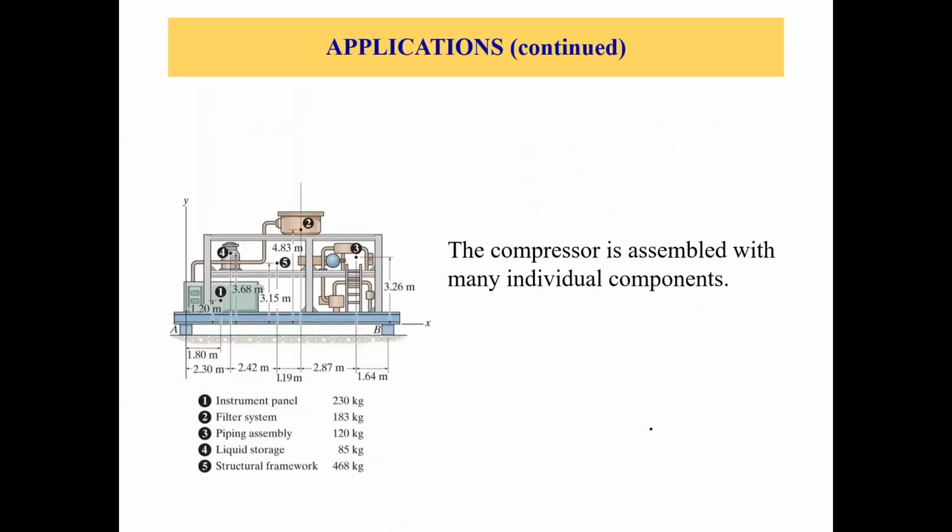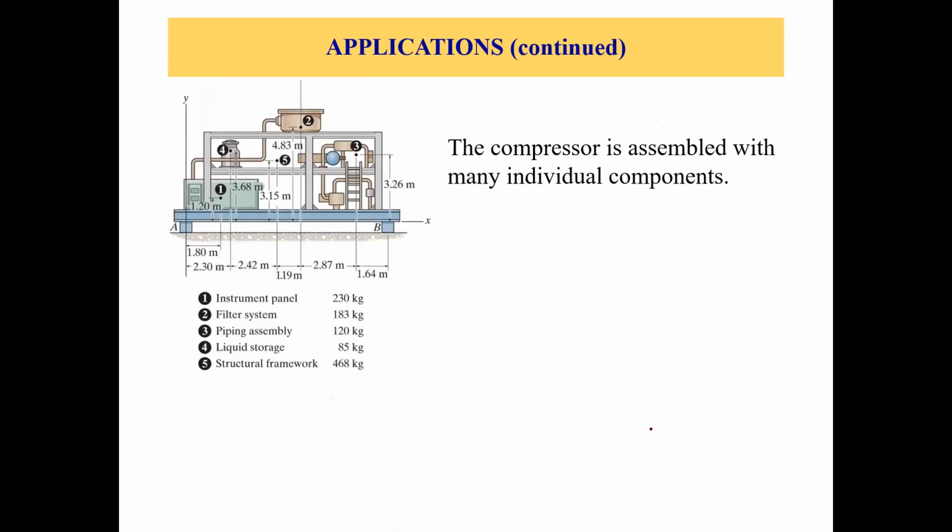Okay, so just an application of the concept of centroid of a composite body. On the left side of the screen, you can see a compressor which is assembled with many individual components, right? So it has instrument panel, filter system, piping assembly, liquid storage, structural framework. So any compressor or any engine or any mechanical system is composed of different parts, right? Different components having different weights, different sizes, right?